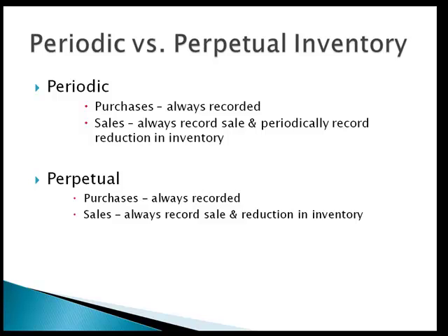and that's where we always record the purchases, we always record the sales, and we always record the reduction in inventory. And this is electronic. Walmart is the starter of this. When you scan your items through Walmart's checkout line, the inventory is automatically reduced. Okay, and the system is updated. So that's a perpetual system.